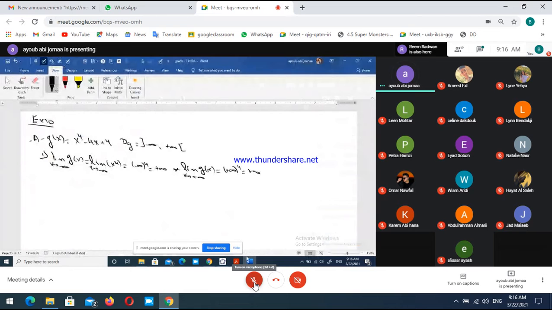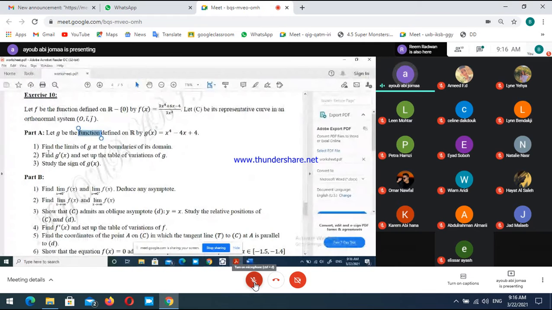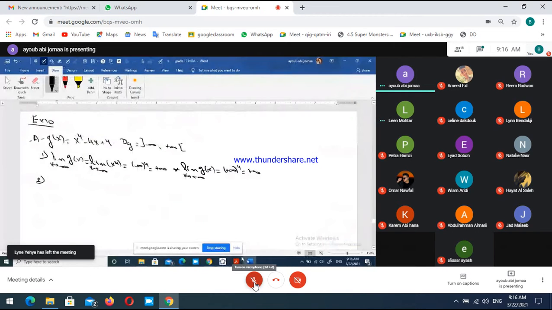Okay. Part 2. Find g prime of x and set up the table of variations of g. Part 2, we have to find g prime of x.